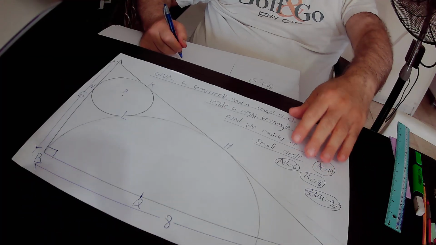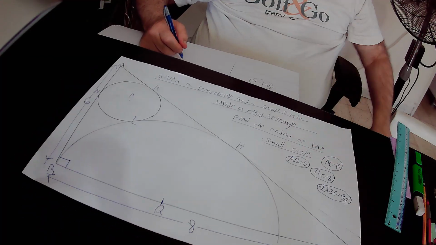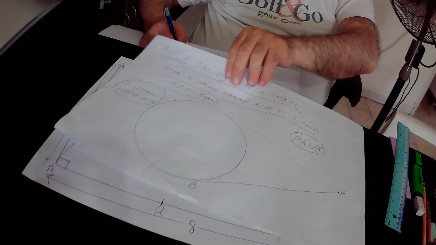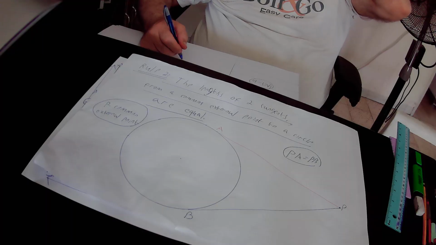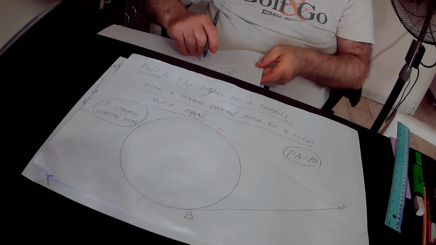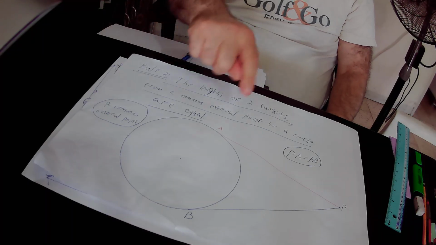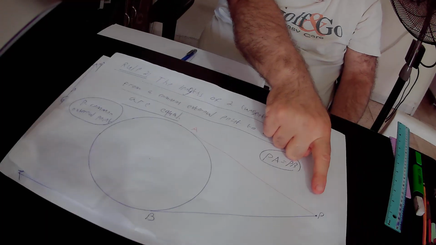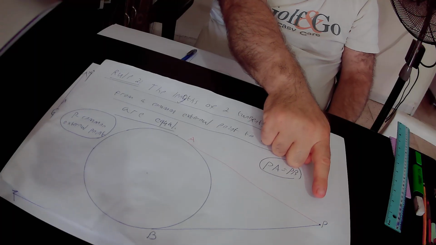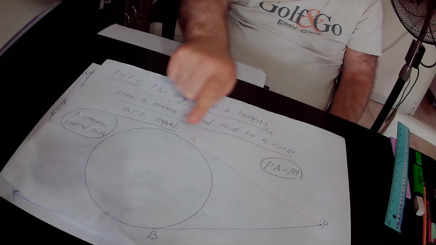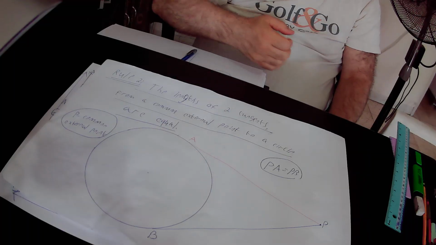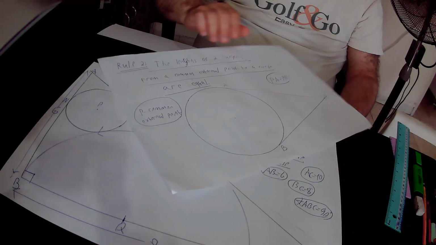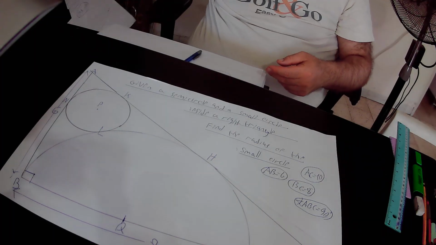Here we can implement rule 2 in our drawing. I'll repeat quickly on rule 2. According to rule 2, the lengths of two tangents from a common point to a circle are equal. In the drawing we have a circle, and this is the external point, point P. From this point P, we have two tangents to this circle, tangent PA and tangent PB. And according to rule 2, they are equal to each other. That is to say, PA equals PB.